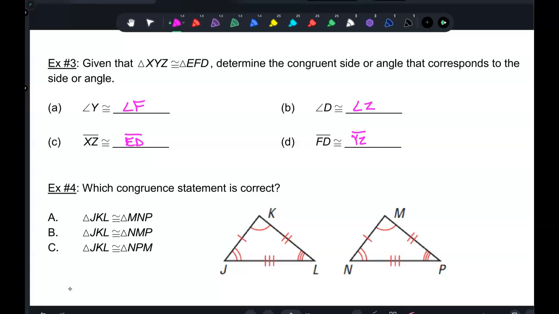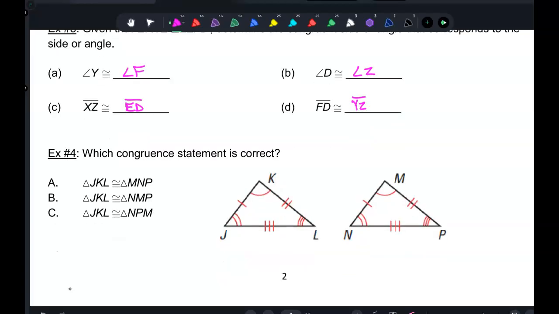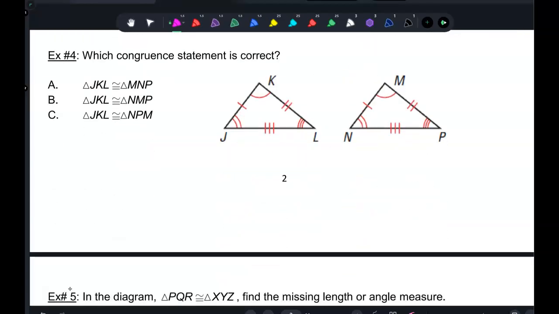Do you have to put that line in? If you're talking about sides, you want to put the line above. Sides always have a line segment above. Angles, we put the little angle symbol in front. All right. Which congruent statement is correct? Let's look at it.